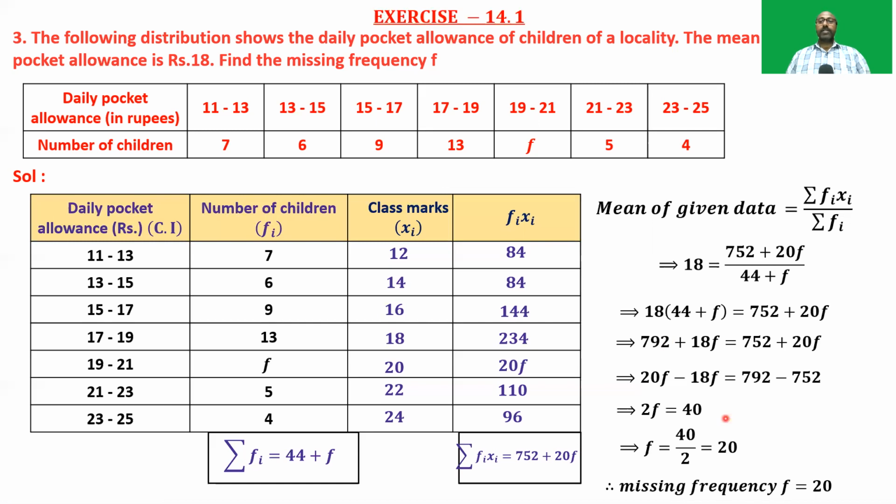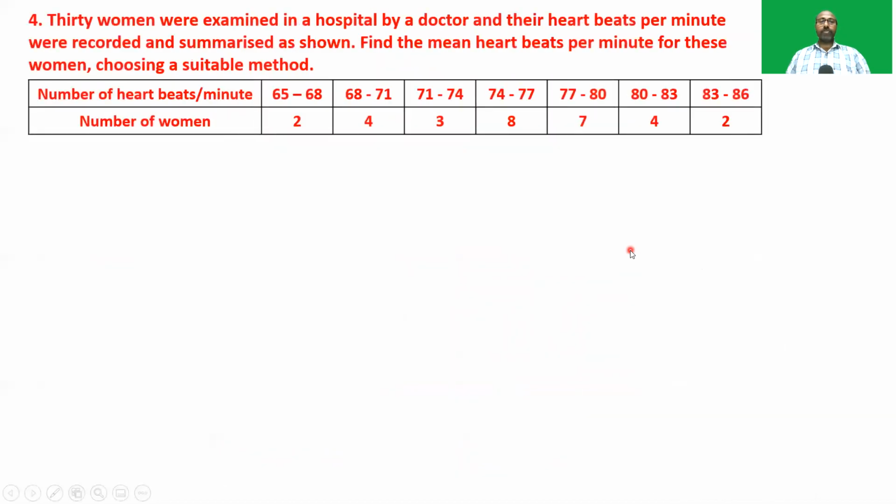Okay, so let's take the next one. 30 women were examined in a hospital by a doctor, and their heartbeats per minute were recorded and summarized as shown. Find the mean heartbeats per minute for these women, choosing a suitable method. So here the number of heartbeats per minute and the frequencies, that is the number of women, are given. We just have to choose a suitable method.